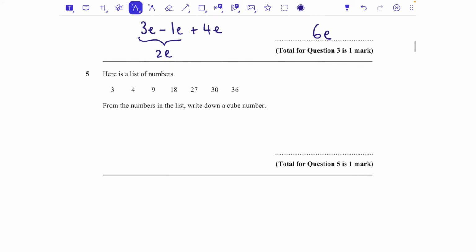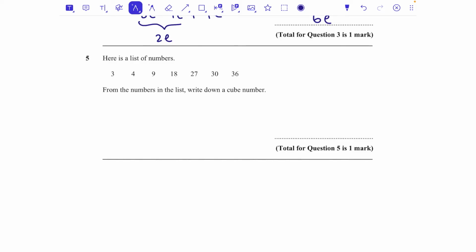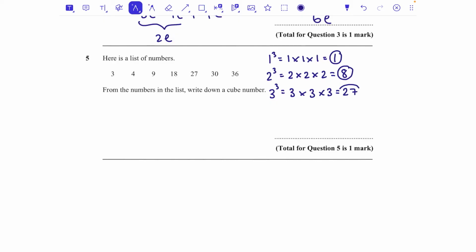Question number 5, here is a list of numbers. From the numbers in the list, write down a cube number. So your cube numbers are 1 times 1 times 1. 1 cubed is 1, so that's your cube number. 2 cubed is 2 times 2 times 2. 2 times 2 is 4, times that by 2 and we get 8, so 8 is a cube number. 3 cubed, well that is 3 times another 3 times another 3. And 3 times 3 is 9, times that by 3 and we get 27. So 27 is a cube number. So we would pop that down there.